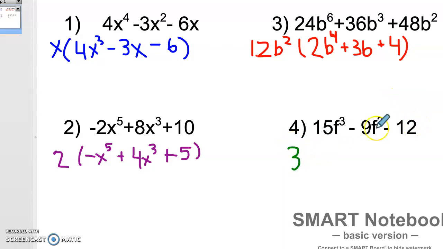In the last one, we see that 15, 9, and 12 are all divisible by 3, and that's all we can take out because 12 doesn't have an f. So we're going to say 15 divided by 3 is 5, f to the third, negative 9 divided by 3 is negative 3, f squared, and negative 12 divided by 3 is negative 4.